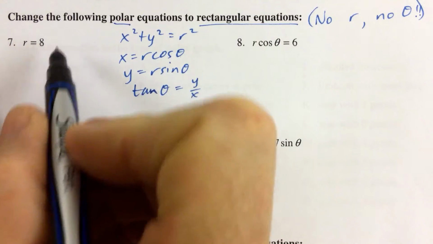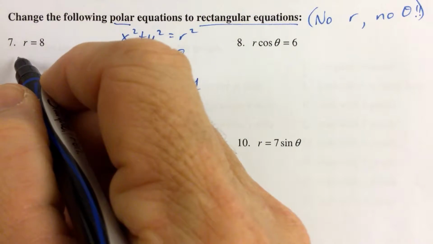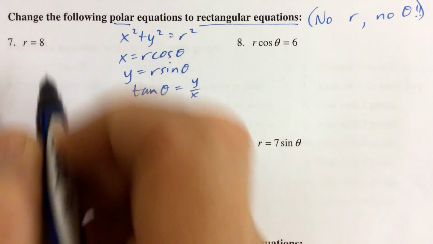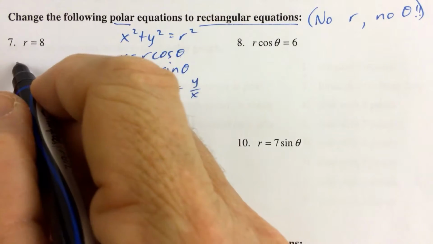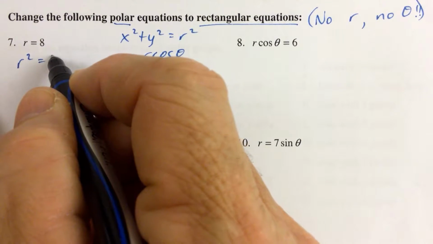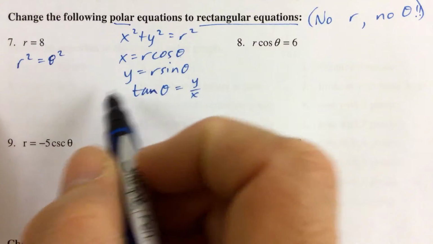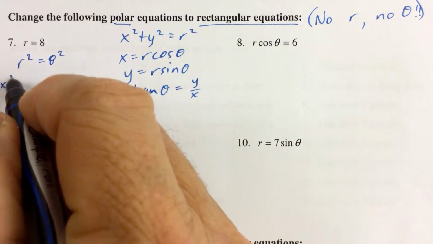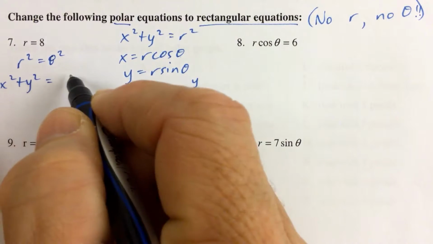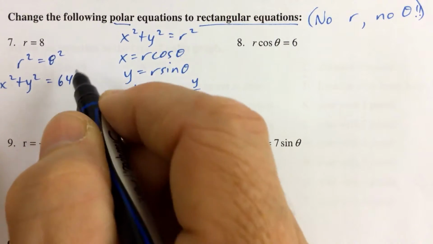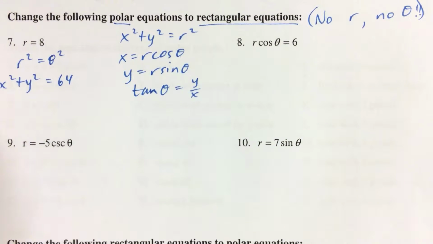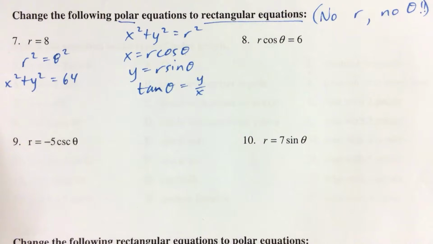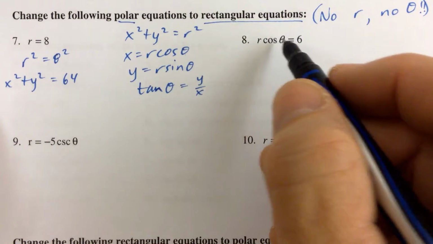Well, if r is equal to 8 and we square both sides, there's one way to get an r squared in there. That's what we want to do. We want to get an r squared in there so we can square both sides. r squared equals 8 squared. And look, we have r squared as a convenient x squared plus y squared, so we leave it alone. x squared plus y squared equals, and we can square the 8, and we have 64. That's it.